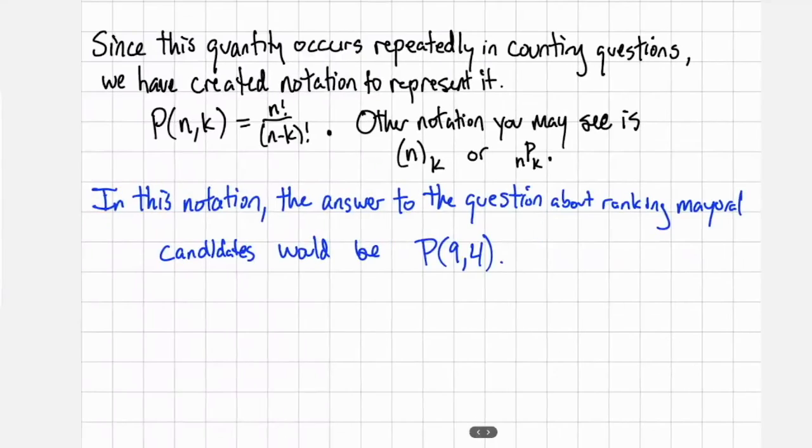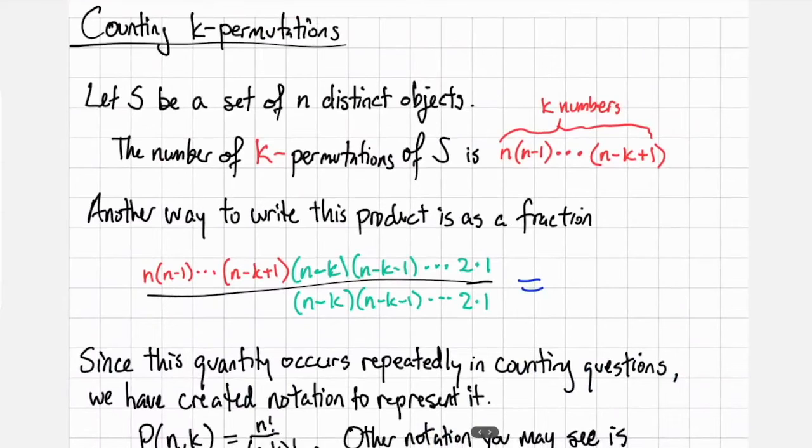So let's come up with a general formula for these objects. We have a set of n distinct objects, and we're looking for k-permutations of S. So we're multiplying k numbers together, n times n minus 1, down to n minus k plus 1. That's the formula we saw on the previous page.